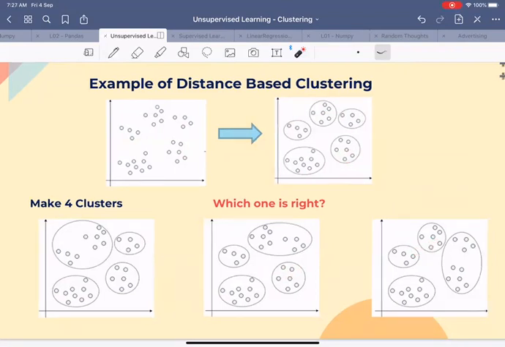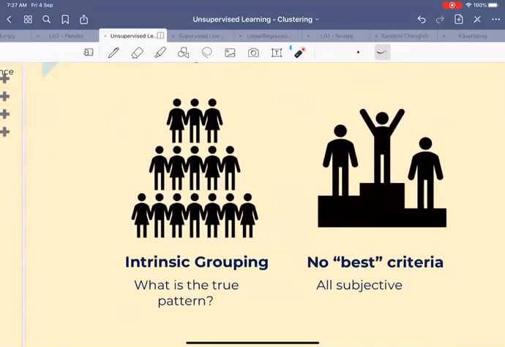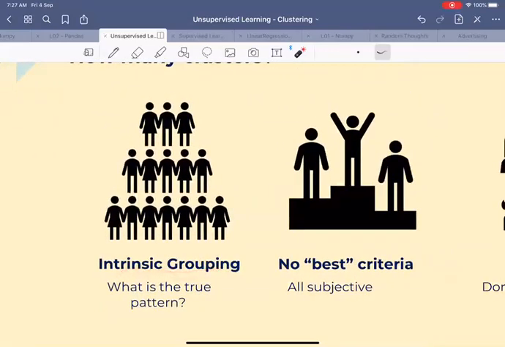So then we can go ahead and see how we can decide how many clusters. One, we can decide how many clusters depending upon intrinsic grouping, depending upon what is the true pattern within the data. Am I trying to force four clusters to that data? Or am I trying to force five clusters to the data? Or is there a way where we can look at the pattern from the data points and see what is the intrinsic grouping within the data points?